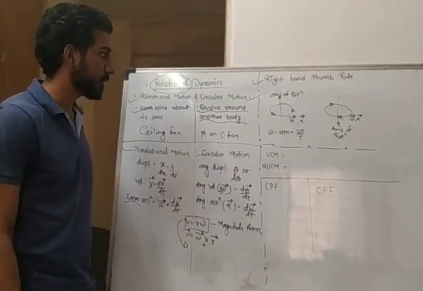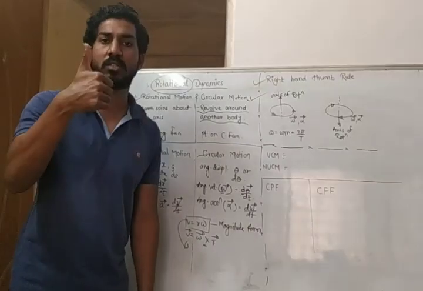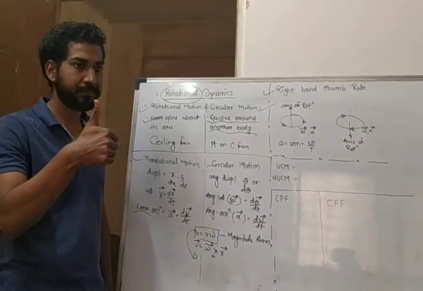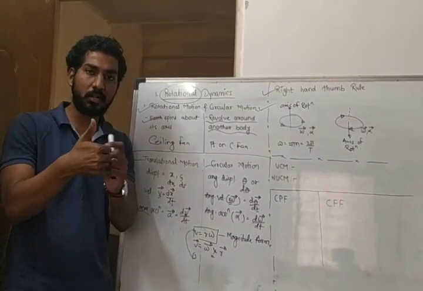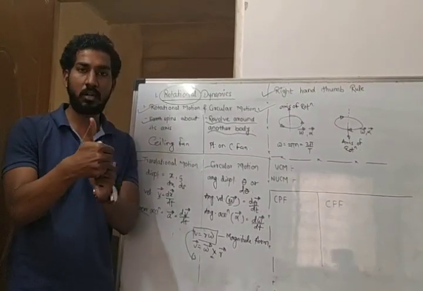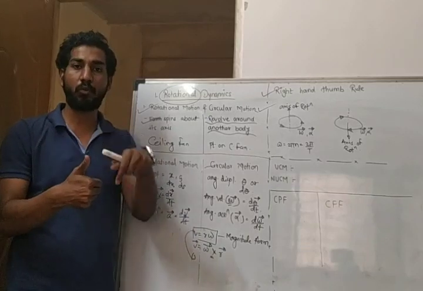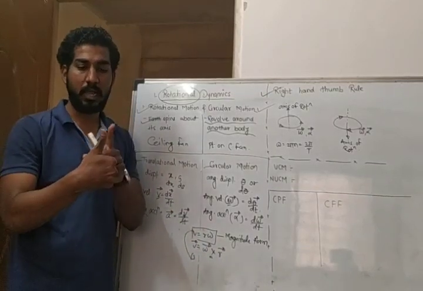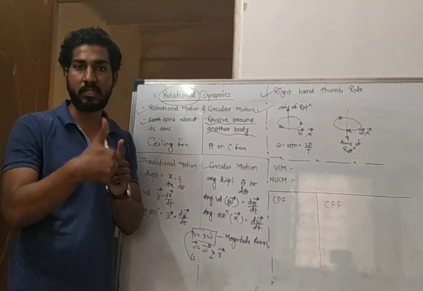How? Let's see. Suppose I am stretching my thumb extremely to the upper side, and I am having the curved fingers here. The curved fingers show the rotation, anti-clockwise, and this stretched thumb is nothing but the axis of rotation.